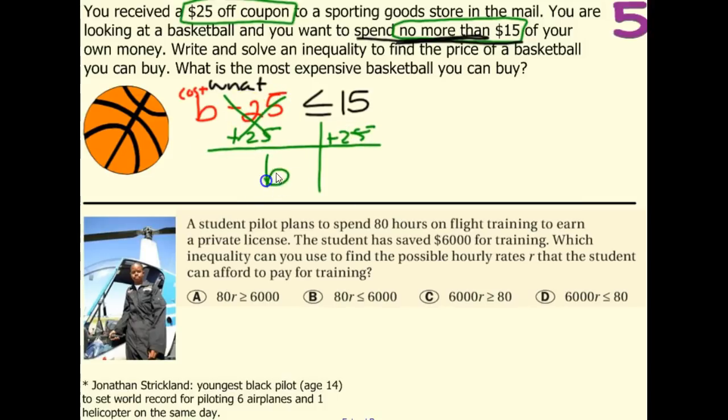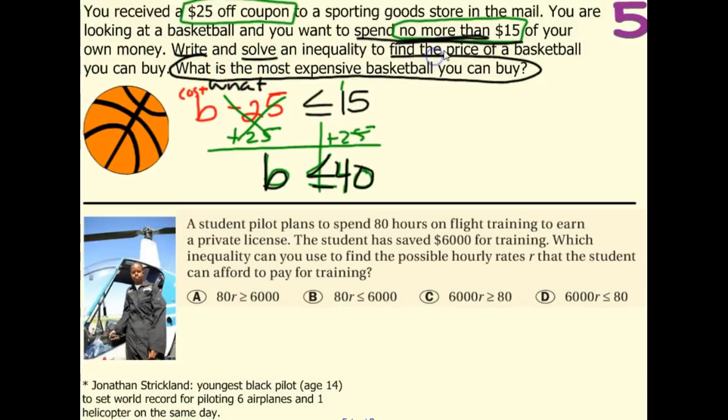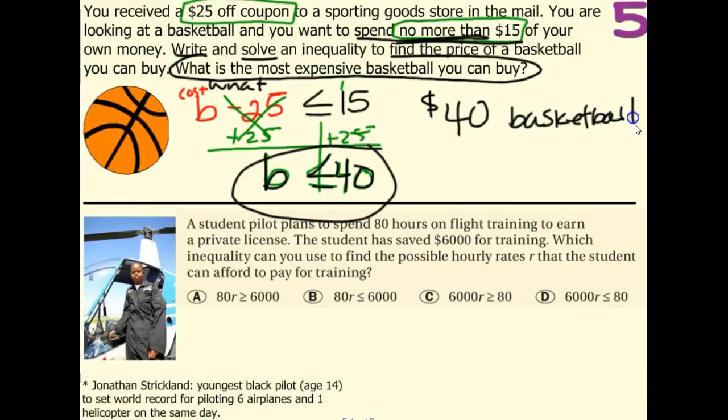So those go away. We have B is less than or equal to 15 plus 25 is $40. So B, the price of the basketball, has to be less than or equal to $40, which makes sense because we have a $25 off coupon and we can't spend more than 15. So here's the inequality. We wrote it and we solved it. So what is the most expensive basketball you can buy? We can spend or buy up to a $40 basketball. It's going to be a pretty nice basketball.